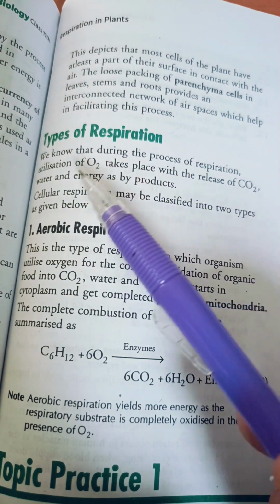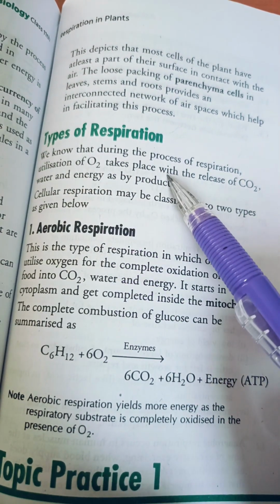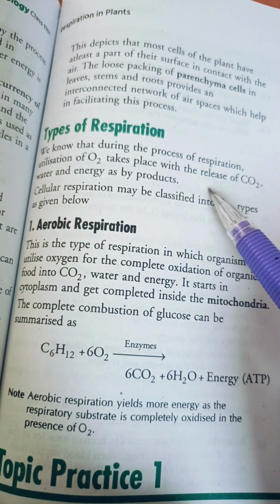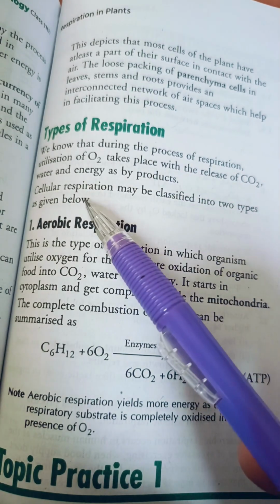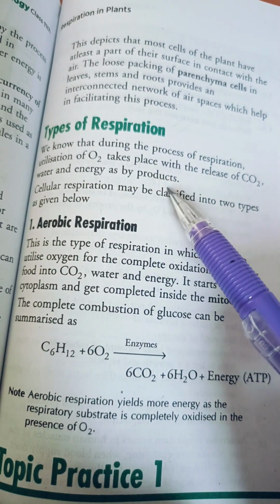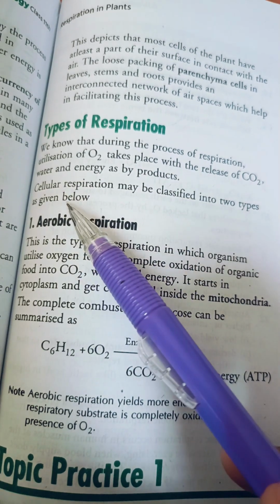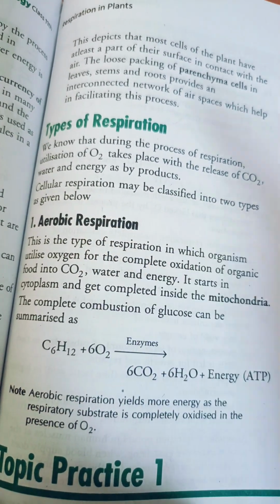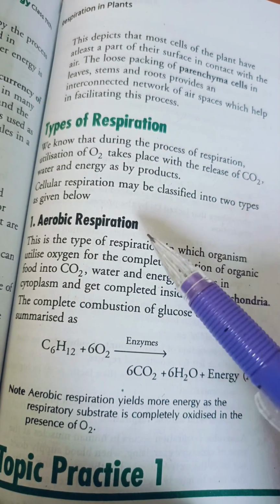Types of respiration. We know that during the process of respiration, utilization of oxygen takes place with the release of carbon dioxide, water, and energy as byproducts. Cellular respiration may be divided into two types, aerobic and anaerobic.